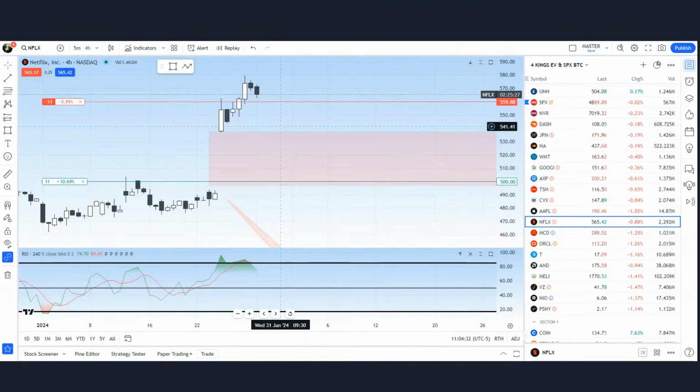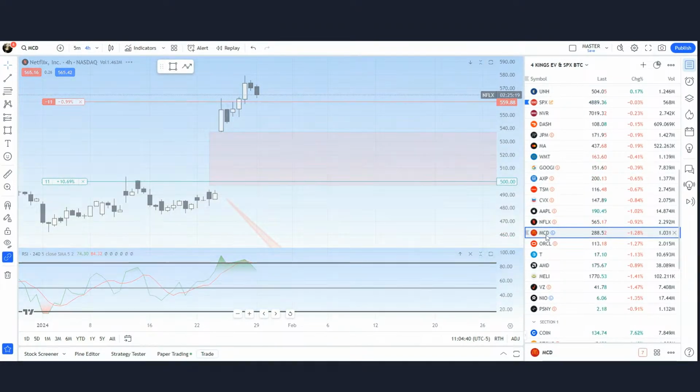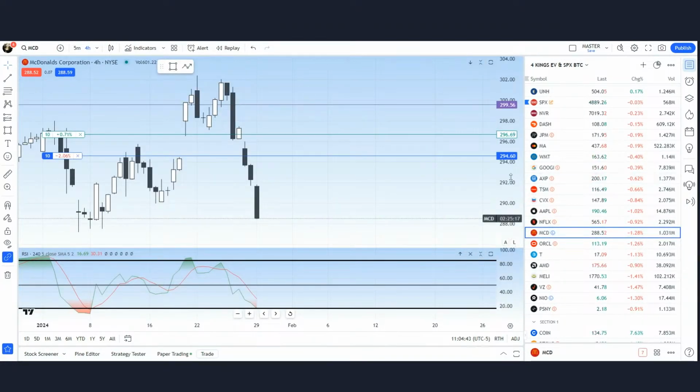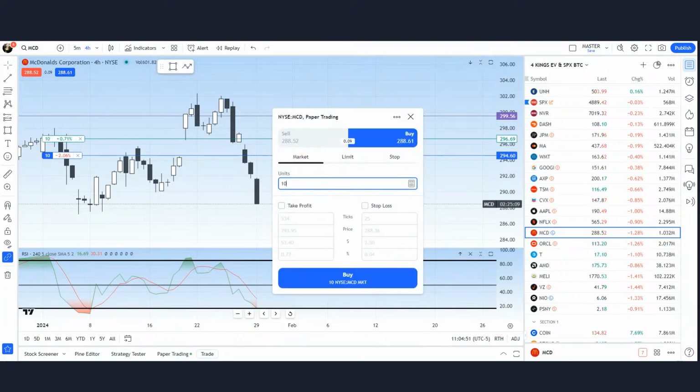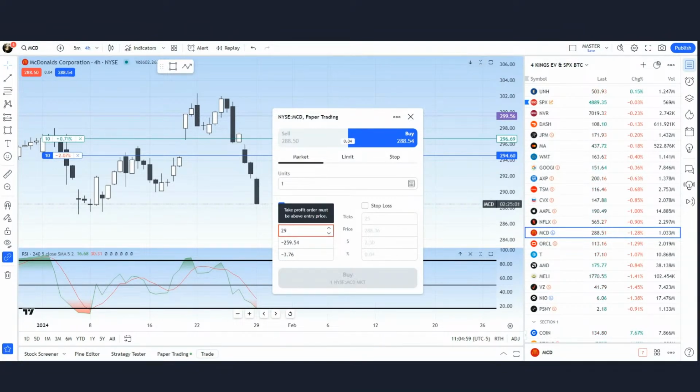I'm watching Netflix for a pullback to fill up this gap too this week, probably by Wednesday. We're gonna see what happens with that. What we got over here, McDonald's. Oof, oversold already. Big oversold over here. I'm gonna buy just one more for the uptrend because on Wednesday it's gonna come back to 296, 295.